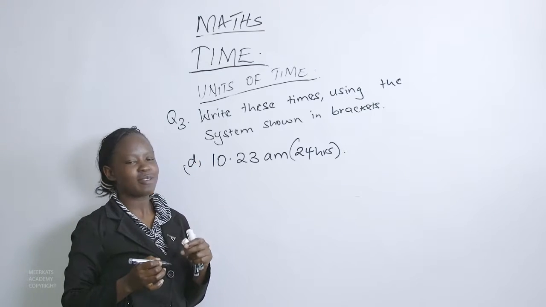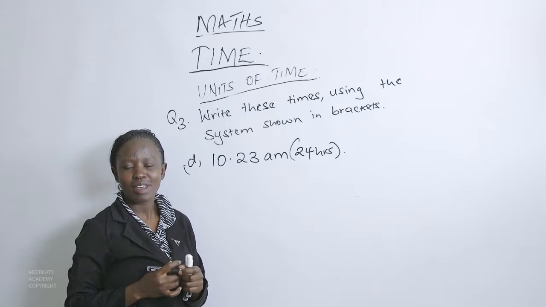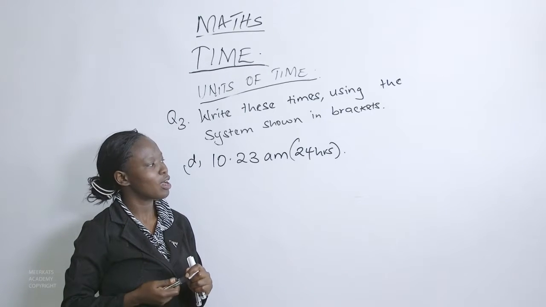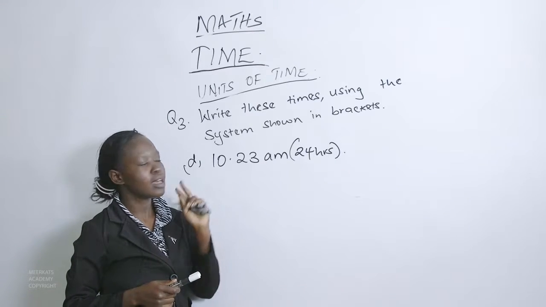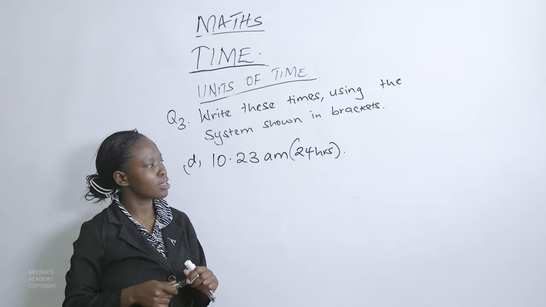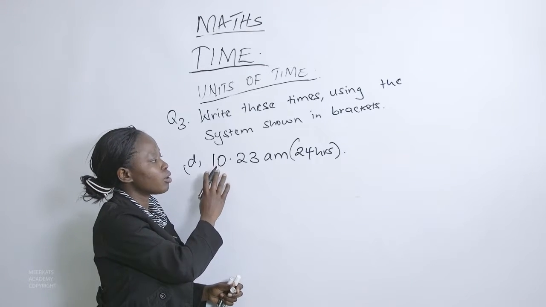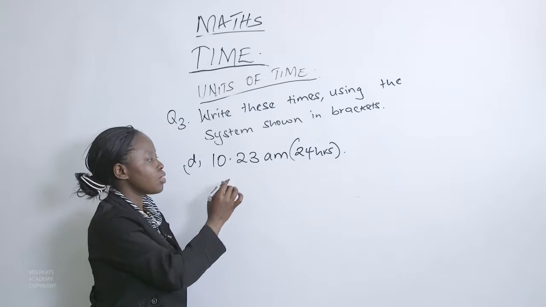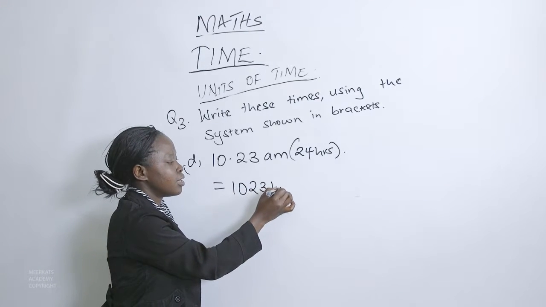So next we have 10:23 AM. We need to convert it to 24 hours. So this means that we are having 10 hours past the midnight. So in the 24-hour clock system, this will simply be 10:23 hours.